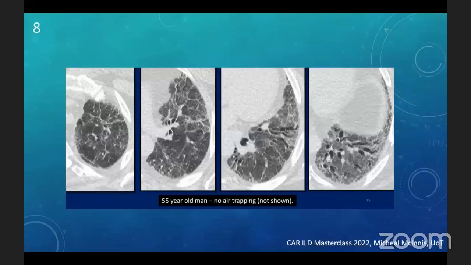NSIP. NSIP can be idiopathic, that is actually rare, but can be secondary to multiple reasons, including CTDs. CTDs like scleroderma, dermatomyositis, polymyositis, antisynthetase syndrome, or Sjogren's disease. It can also be secondary to some medications.